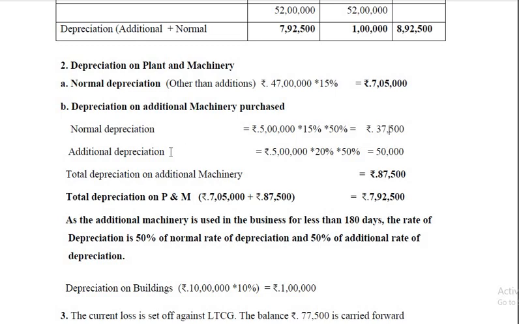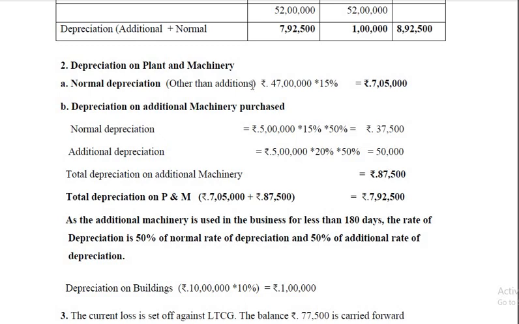Additional depreciation only in the case of plant and machinery which is used for further production of goods and services. So 5 lakh into 20% additional depreciation. Of that 50% because it is used for a period less than 180 days. So ultimately 50,000. So total depreciation on plant and machinery purchased in the year is 87,500.